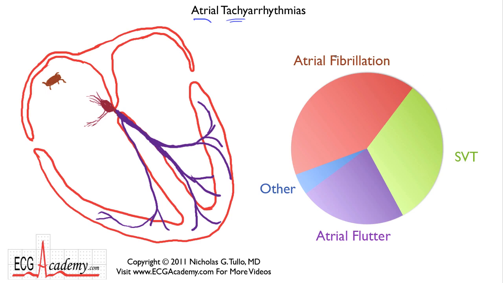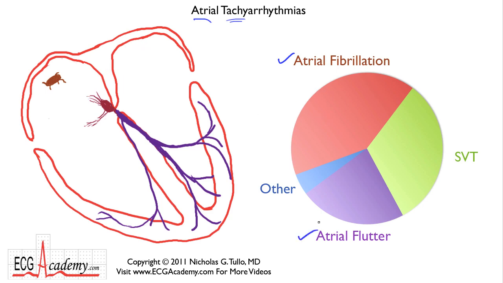So, what I've done here with this pie chart is give you an idea of how often you'll see the different kinds of tachyarrhythmias. Atrial fibrillation is a very common atrial tachyarrhythmia that has its own section in this basic ECG course. Atrial fibrillation occurs when the electrical signal in the top chamber is going all different directions in a very disorganized, chaotic fashion. And that causes a very specific type of rapid heartbeat coming from the top chamber.